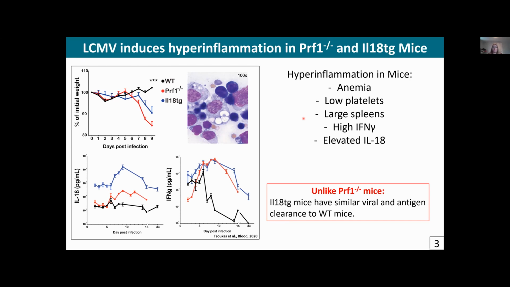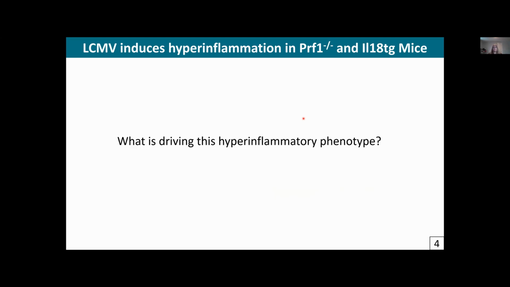This suggests that while the IL-18 transgenic mice are responding with a more autoinflammatory mechanism, the perforin deficient mice have both an immunodeficiency and an autoinflammatory mechanism going on. This led us to wonder what could be driving the hyperinflammation in these mice that have such different viral clearance kinetics. I mentioned a couple slides ago that interferon gamma levels were very high in these mice.